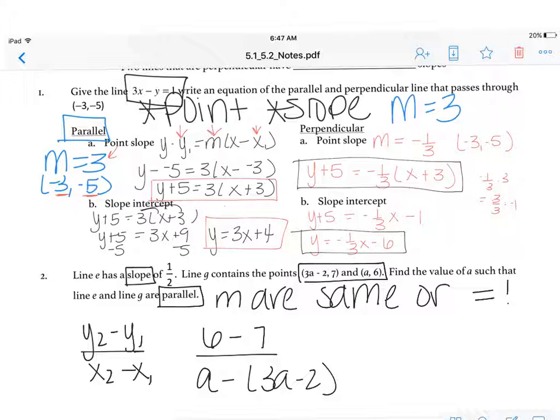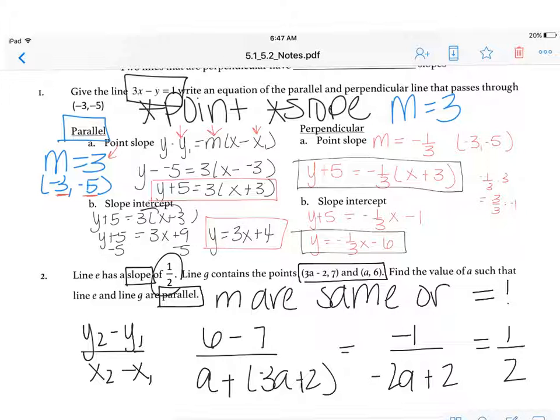So I'm just going to go ahead and simplify this. It's going to be negative 1 over a minus 3a is negative 2a, and then when you distribute the negative here. So this is the slope of G. And this should equal the slope of line E, which is 1/2, because they're parallel. So I'm going to set that equal.